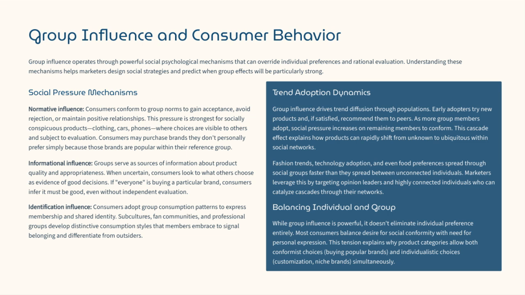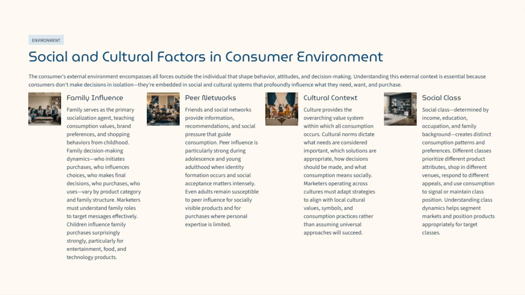Let's talk about social class and how it influences consumer behavior. Social class, which is determined by factors like income, education, occupation, and family background, creates distinct patterns and preferences when it comes to consumption. Different social classes tend to prioritize different product features, shop in various venues, respond to unique marketing appeals, and even use consumption as a way to signal or maintain their social position. Understanding these class dynamics really helps us segment markets effectively and position our products in a way that resonates with specific target groups.